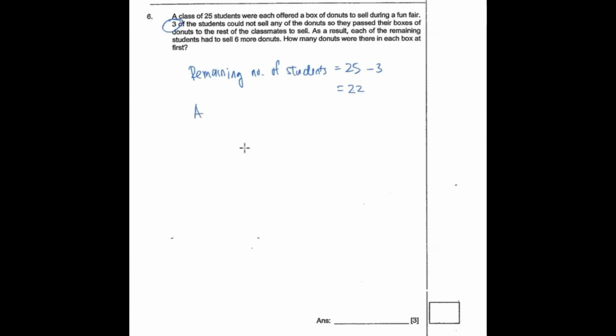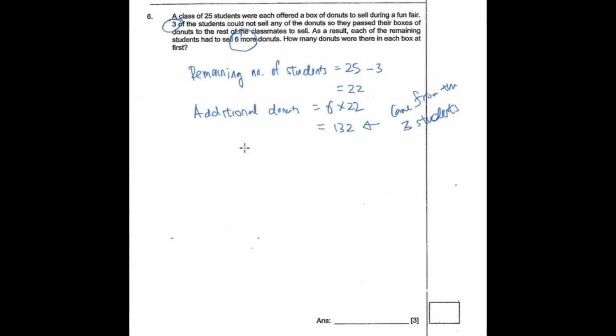So each of these remaining 22 students have to sell additional how many donuts each? They have to sell additional 6 donuts each, right? So these 22 students have to sell a total of 132 donuts. And these 132 donuts came from the 3 students. Okay, got it? These 132 donuts came from the 3 students.